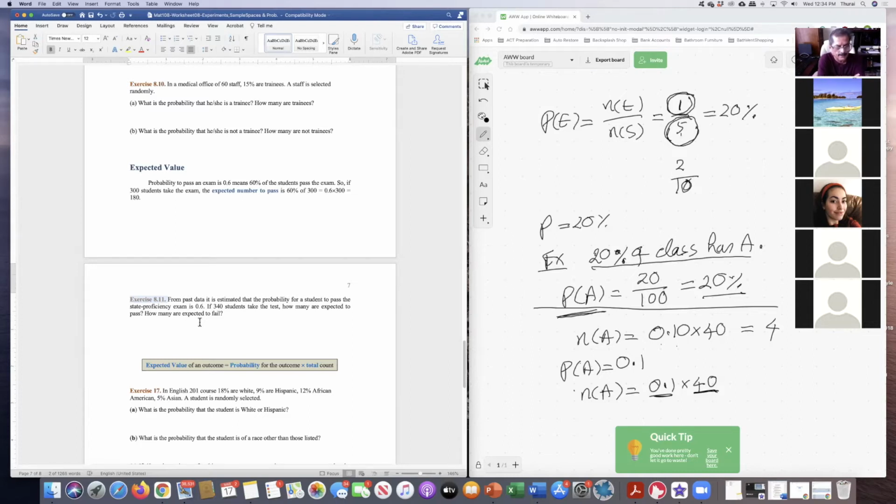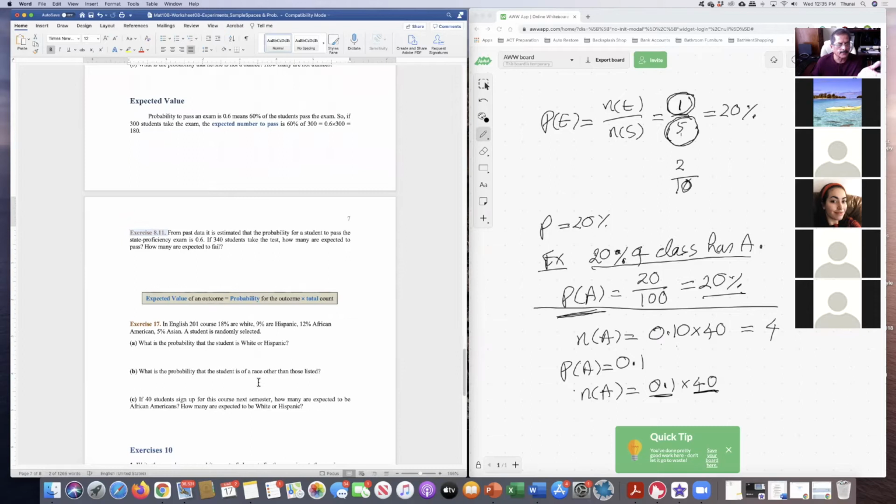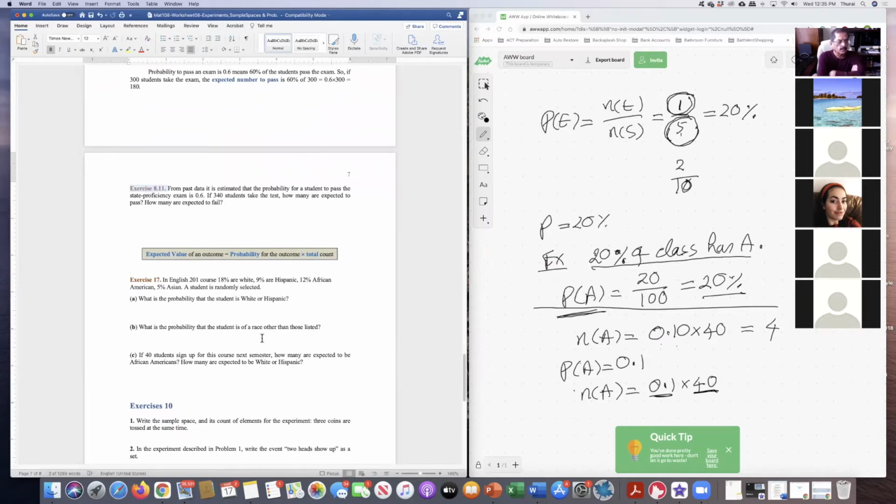Whatever you found as the answer for the first part, subtract it from 340 to get the number of students who are expected to fail. So to answer the second part, either 0.4 times 340 or just subtract the answer for the first part from 340. Okay, so it's very simple. Expected value means probability times the total count. So let's go to this next exercise. In the English 201 class, 18% are white, 9% Hispanic, 12% African American, 5%.